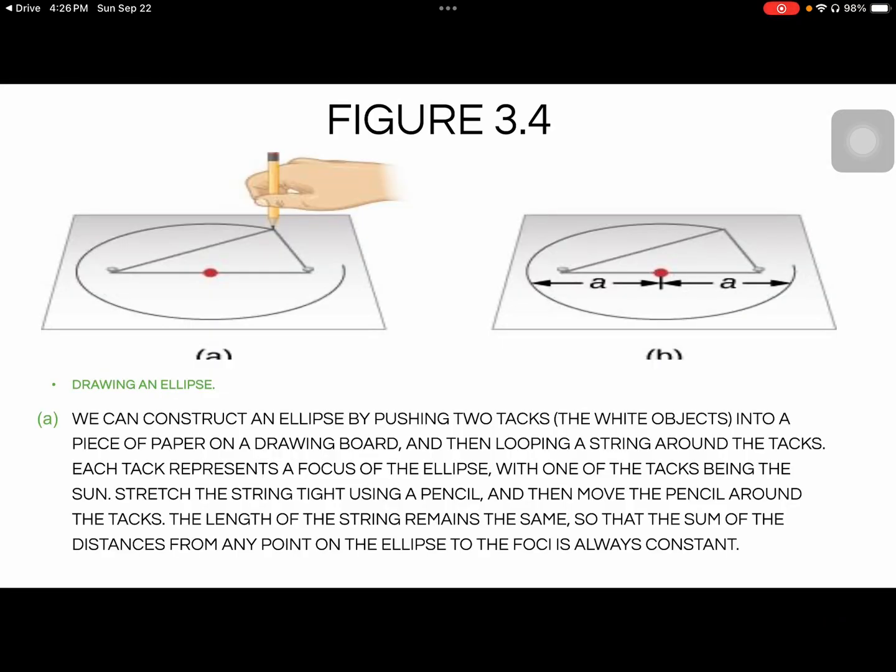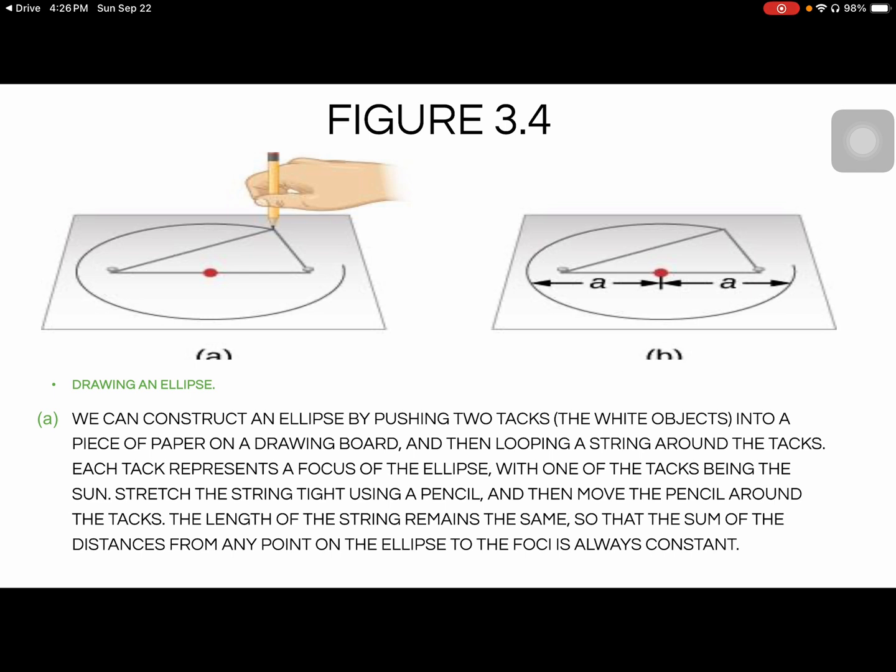Okay, so that was a little bit more about Neptune and how it was discovered. So with the ellipse, we construct an ellipse by pushing two tacks into a piece of paper, placing it on a board, and then looping a string around the tacks. Each tack represents a focus of the ellipse, the two tacks being the sun. Stretching the string tight using a pencil, then move the pencil around the tacks. The length of the string remains the same, so the sum of the distances between a point on the ellipse and the two foci is always constant.